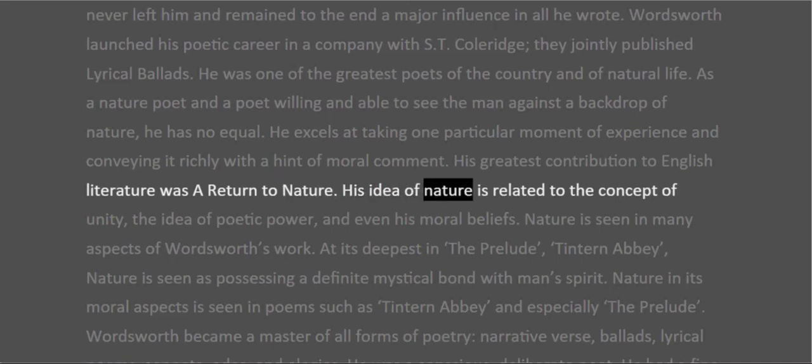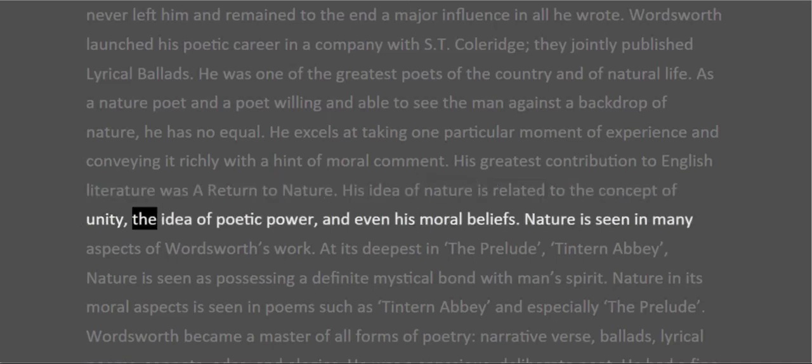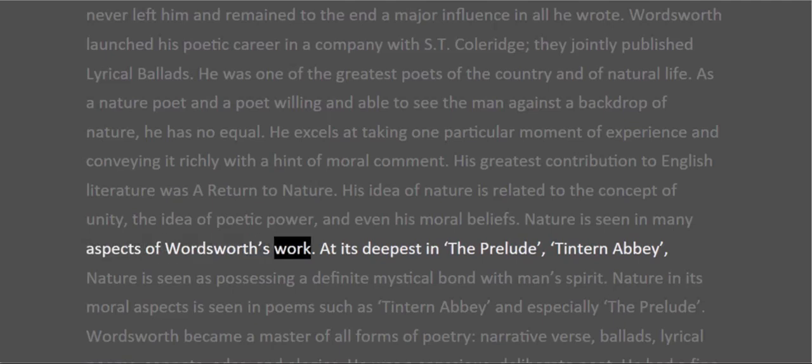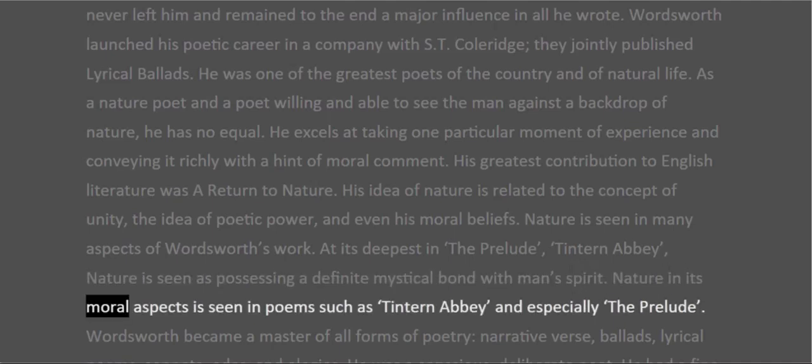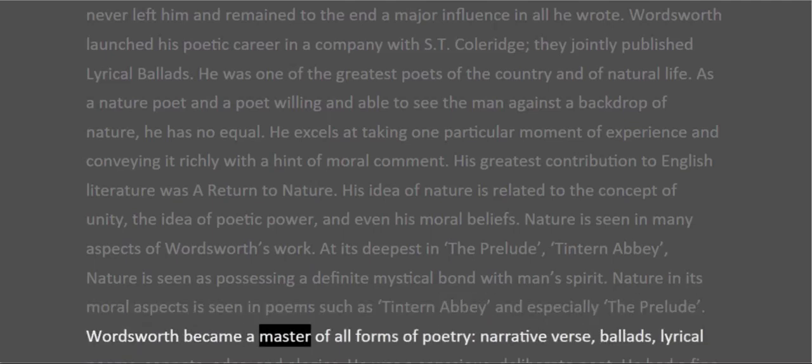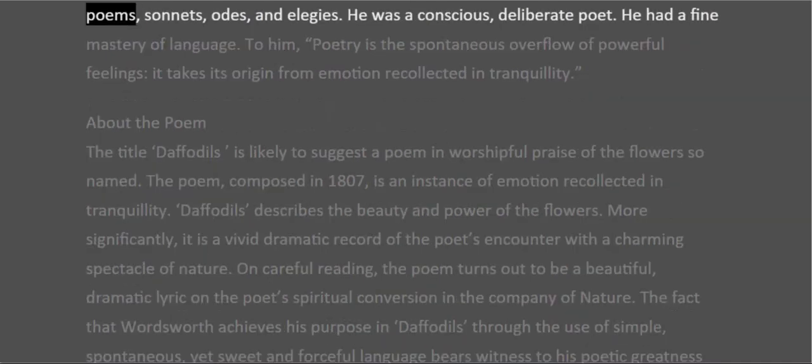His idea of nature is related to the concept of unity, the idea of poetic power, and even his moral beliefs. Nature is seen in many aspects of Wordsworth's work. At its deepest in The Prelude and Tintern Abbey, nature is seen as possessing a definite mystical bond with man's spirit. Nature in its moral aspects is seen in poems such as Tintern Abbey, and especially The Prelude. Wordsworth became a master of all forms of poetry: narrative verse, ballads, lyrical poems, sonnets, odes, and elegies.